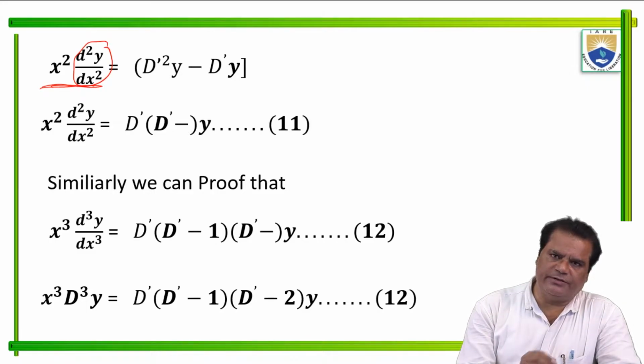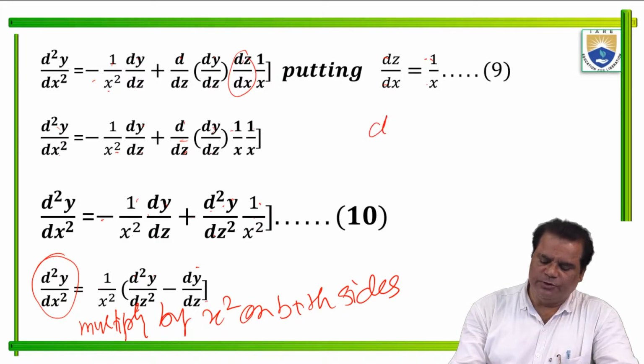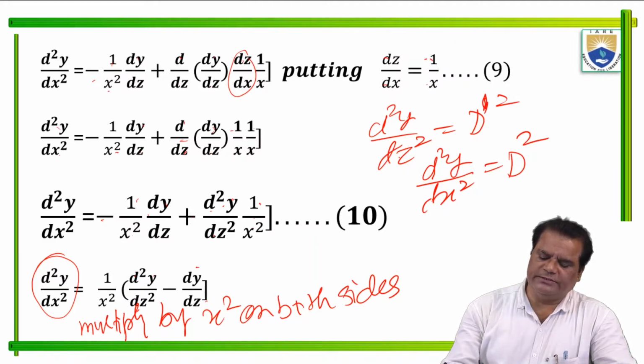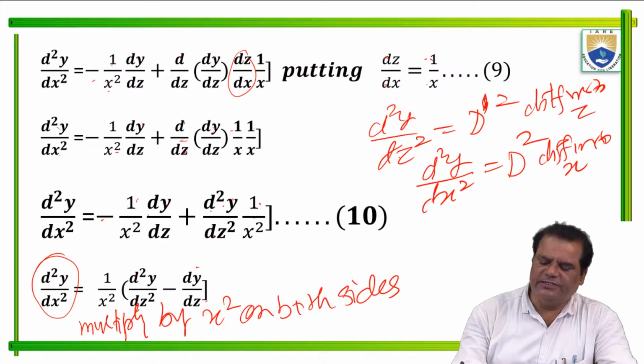Then we get x² d²y/dx², which is present in our question, and our question converts into this form. Here I am writing d²/dx² as D², and d²/dz² as D' squared. D' is differentiation with respect to z, and D is differentiation with respect to x. So this is D'² y and this is D² y.